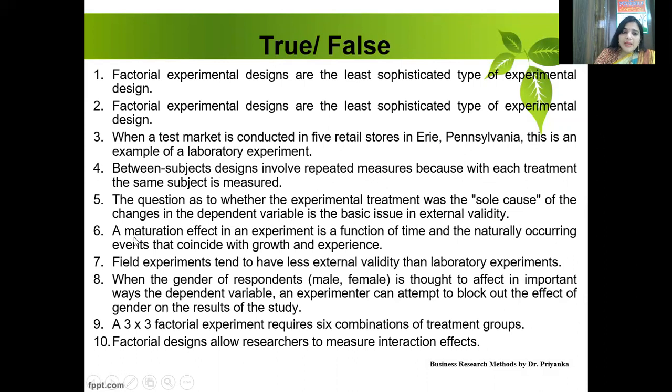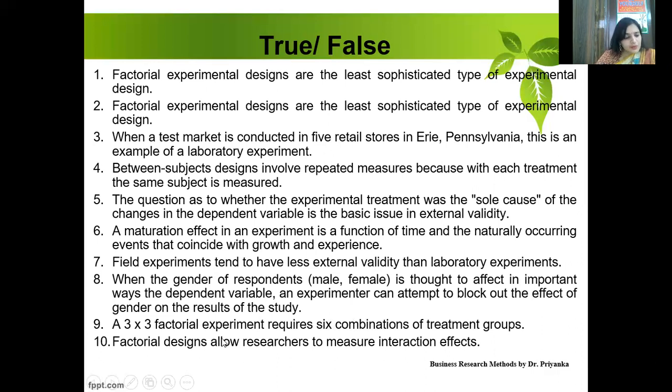Next, sixth, a maturation effect in an experiment is a function of time and the naturally occurring events that coincide with growth and experience. Is it? Yes, this is true. Next, field experiments tend to have less external validity than laboratory experiments. No, it's opposite actually. So it is false. When the gender of respondents, male or female, is thought to affect in important ways the dependent variable, an experimenter can attempt to block out the effect of gender on the results of the study. Yes, it is. Generally, it is done in experimental studies.